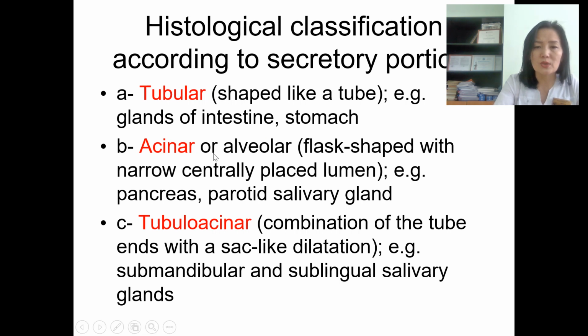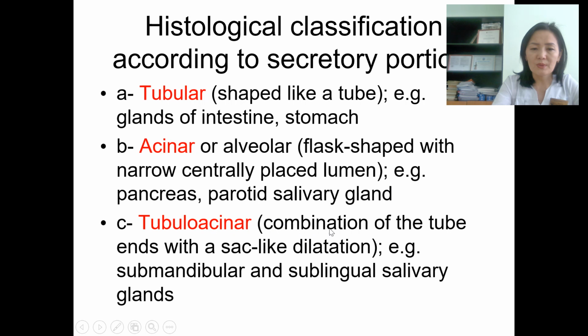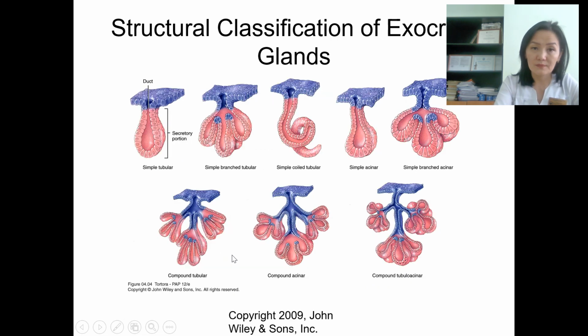Acinar glands, second name, we can also say alveolar gland. The secretory portion of these glands is like a flask shape with a narrow central lumen. Example, pancreas. Also parotid salivary glands are acinar glands. Next one, tubular acinar. I think you understood here. Tubular acinar means one part of the secretory portion consists of a tube-like secretory portion, another one is acinar or alveolar-like. That's why you can see tubular acinar. For example, the submandibular and sublingual salivary glands are tubular acinar glands.